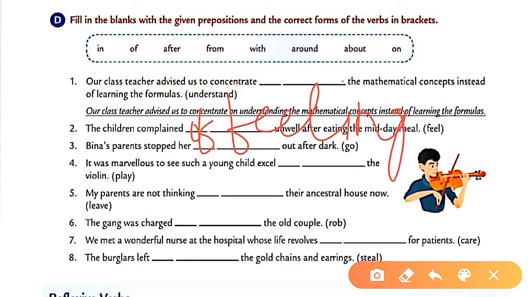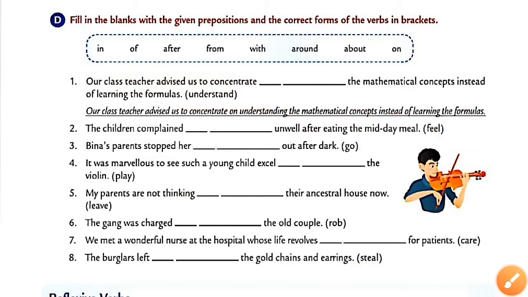Next, your question number third. Bina's parents stopped her out after dark. Bina's parents stopped her from going out after dark.